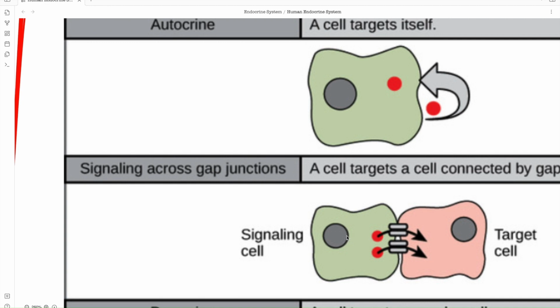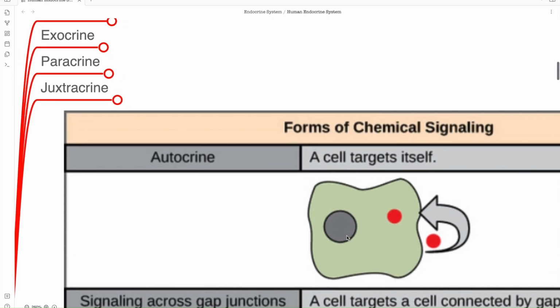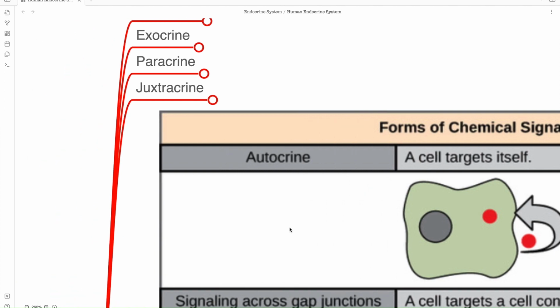So that is juxtacrine. Now another very important and interesting crine system is autocrine. Autocrine means a cell targets itself. That means the compound secreted by this cell will act on this cell only. Like growth factors: a cell secretes a growth factor, and that growth factor can act on the same cell to enhance the growth of that cell.